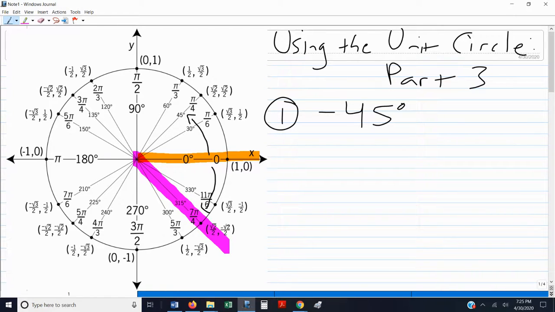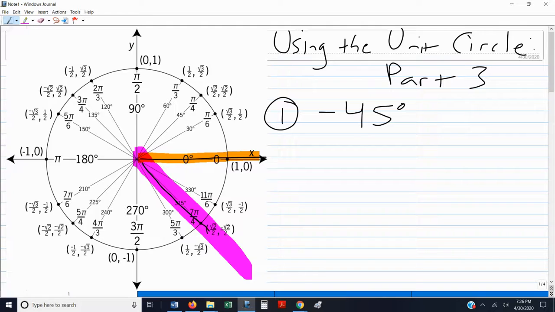So 45 degrees, you're going to that middle branch, or you can count 1, 2 branches. So you're just, again, starting at 0 and going 1, 2 branches in the clockwise direction. To be very clear, negative 45 degrees is located at that magenta highlight. So right here is negative 45 degrees.